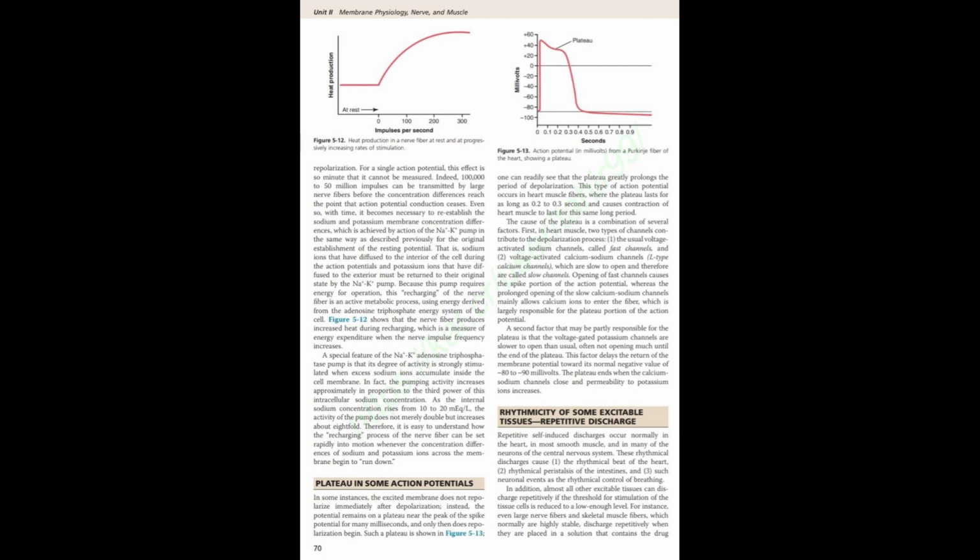Next paragraph: the rhythmicity of some excitable tissues, that is the repetitive discharge. Repetitive self-induced discharges occur normally in the heart, in smooth muscle, and in many of the neurons of the central nervous system. Highlight these three lines.